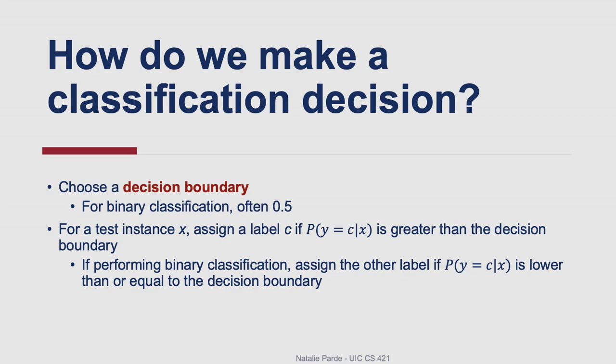To make the classification decision then, you just need to choose a decision boundary. For example, an intuitive boundary for binary classification would be 0.5. For your new test instance, the classifier will then assign one label if the computed probability is higher than the decision boundary, and another label if it's lower than or equal to it.